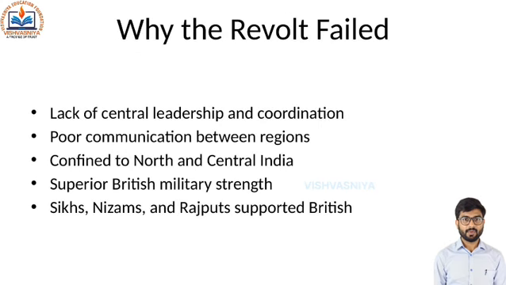Now, why did the revolt fail? There was no central leadership. Every region fought on its own. Communication was slow and uncoordinated. The revolt was limited to North and Central India. The South and Punjab remained quiet. The British had better weapons and military strategy. Also, some groups like the Sikhs, Rajputs, and Nizams supported the British.